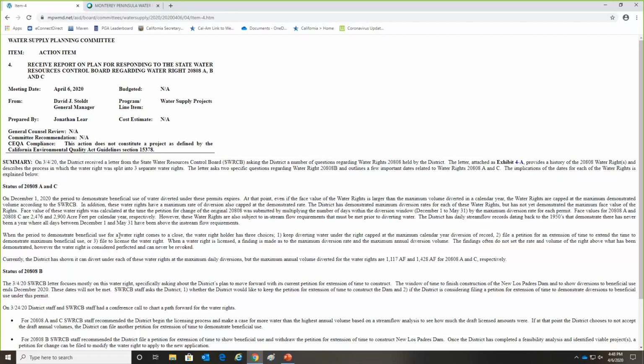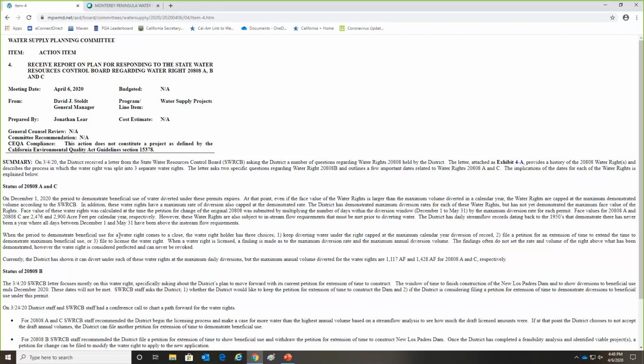So as the staff report says, in early March, we received a letter from the state board referencing the water right that we refer to as 20808B. It was the right for the water that was to be behind the new Los Padres Dam had it been constructed. It is also the water right to which we have been removing and making new water rights that are associated with our Carmel River ASR program.